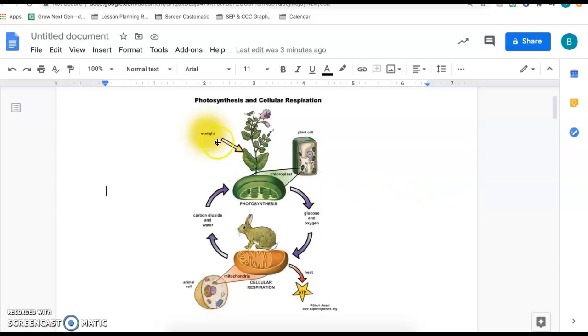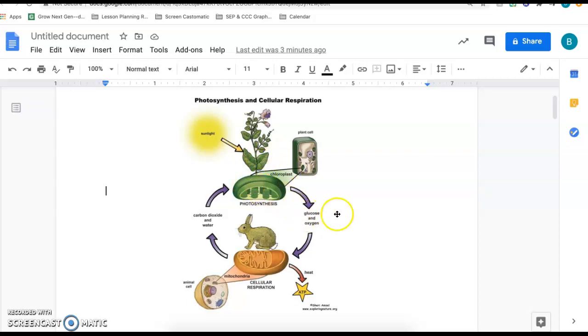So we know that photosynthesis is powered by the sun. Okay, so plants take in the sunlight, and then the sunlight enters what we call the chloroplast, which we learned about last week. And then the plant also takes in carbon dioxide that we breathe out and water, okay, as you can see right here. And then with that, they produce glucose and oxygen.